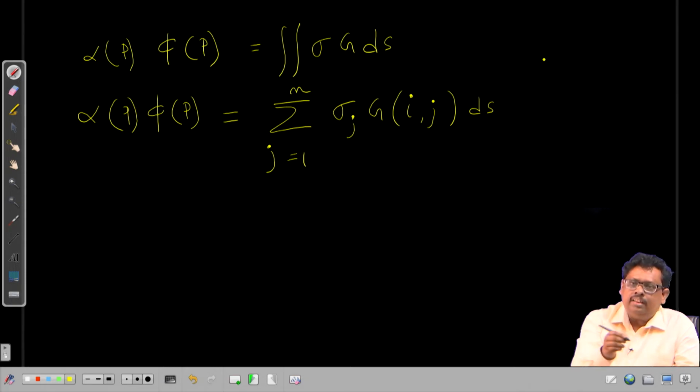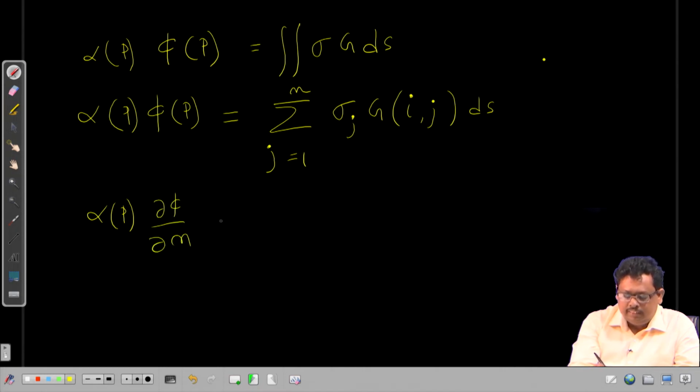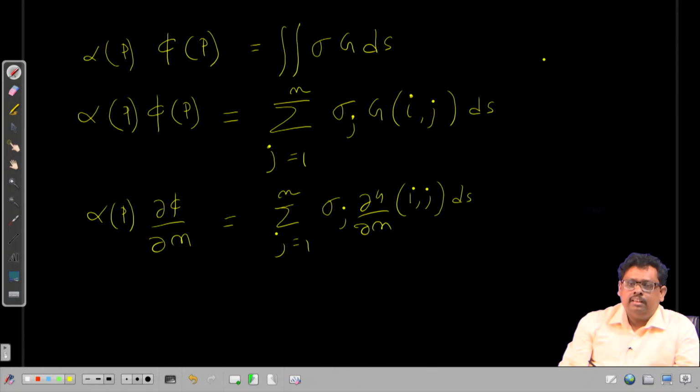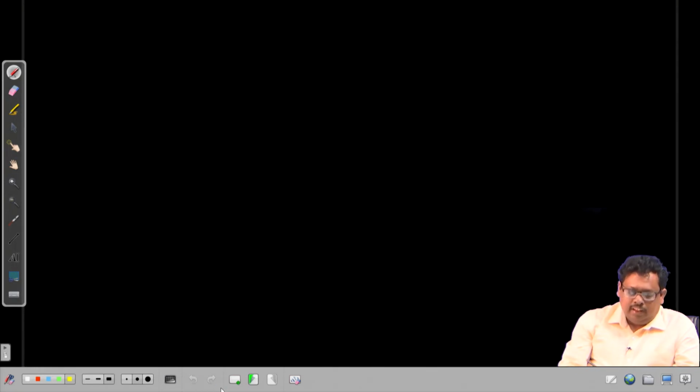Now, if you differentiate with respect to n, then what do you get? You get alpha p multiplied by del phi del n, of course, and then it is the sum over j equal to 1 to n of sigma j into del g del n I comma j into ds. Okay. So, now alpha p is there.